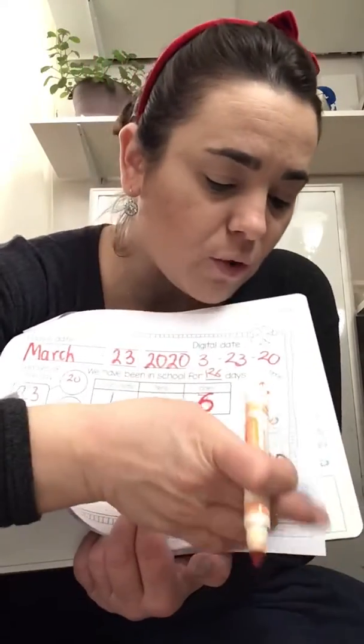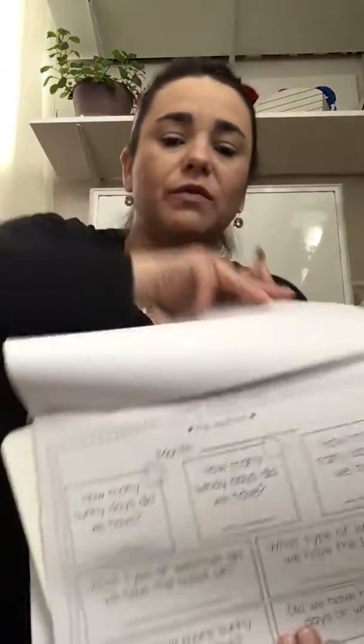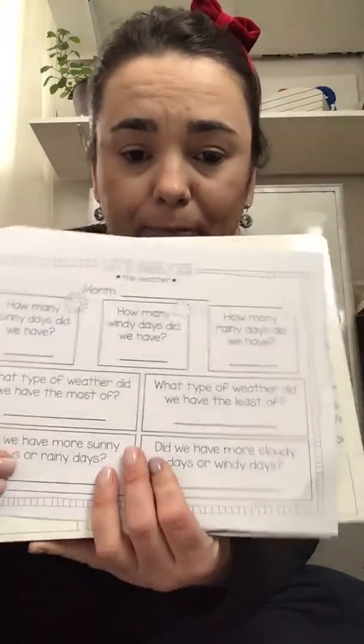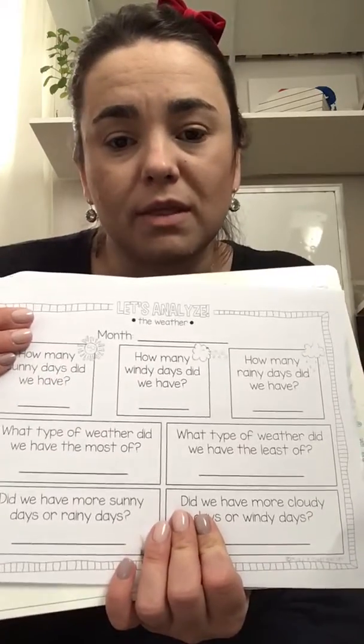The last page is going to be the weather questions. So you need to follow the weather graph and answer them. Okay? And that's what you're going to do at the end of the month, the last day of the month. You're not going to do this right now, only when you get to the end of the month. Okay? So that's about calendar.